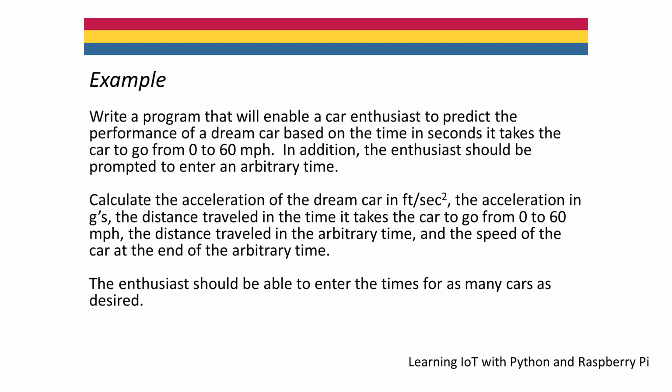In addition, the enthusiast should be prompted to enter an arbitrary time. The program should calculate the acceleration of the dream car in feet per second squared, the acceleration in g's, the distance traveled in the time to go from 0 to 60 miles per hour, the distance traveled in the arbitrary time, and the speed of the car at the end of the arbitrary time. Finally, the car enthusiast should be able to enter the times for as many cars as desired.